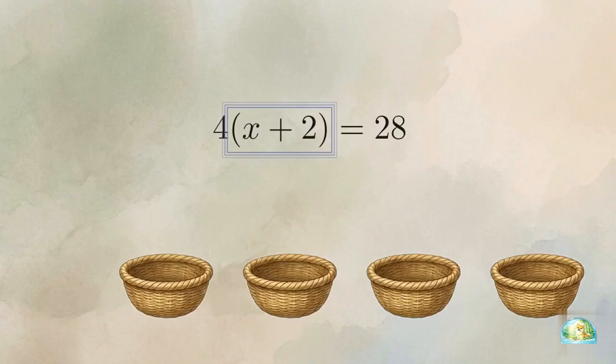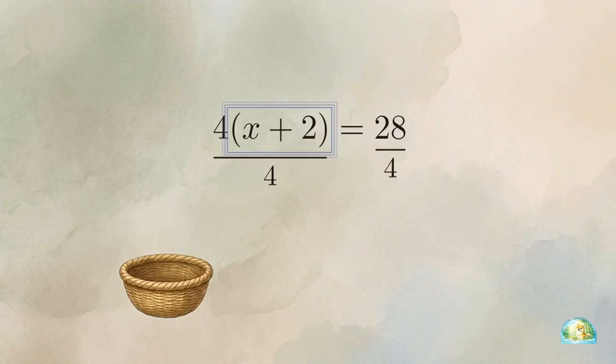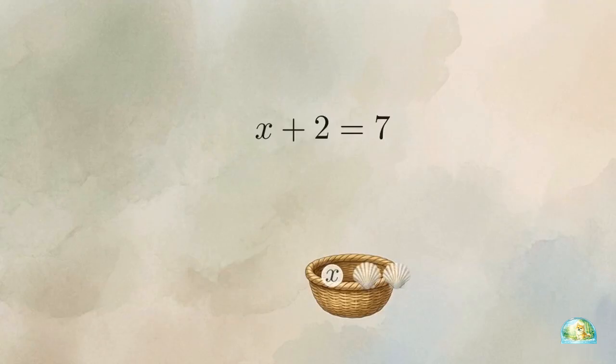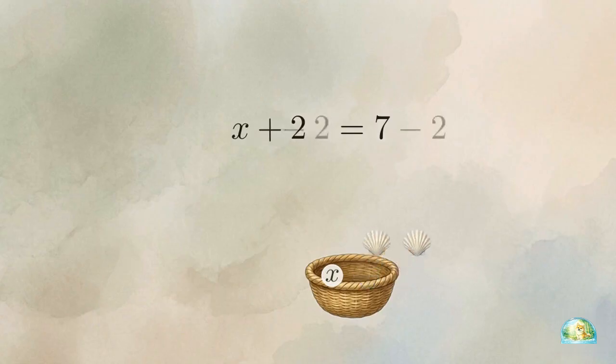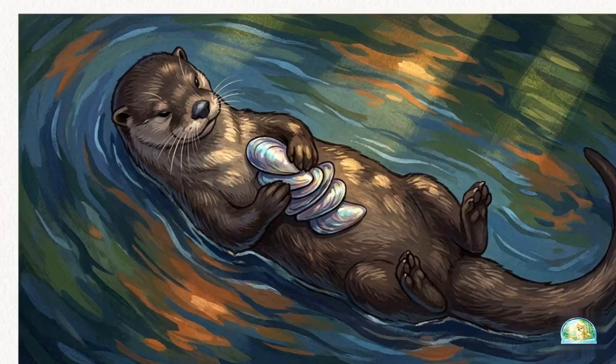Treat the entire group inside the parentheses as a single trapped box. If we divide both sides by 4 right away, we isolate that entire group. X plus 2 equals 7. Looking at x plus 2 equals 7, what is the exact final mathematical move needed to get x completely by itself? We subtract 2 from both sides. X equals 5. When variables are trapped in a group, dividing out the outside multiplier first is the cleanest path to a standard one-step equation.